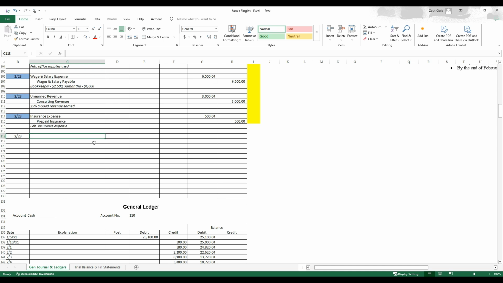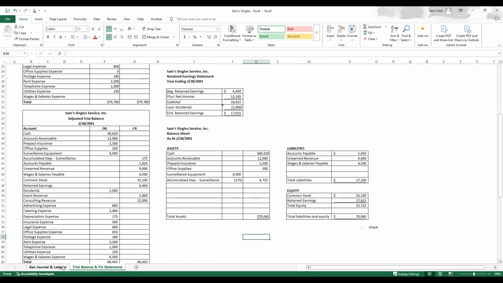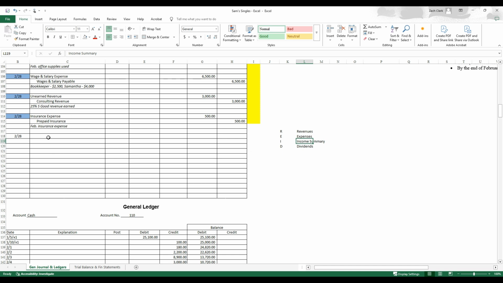Okay, so remember when we're doing our closing entries, we have a 4-part process, REID, essentially. So we're going to close out our revenues, expenses, then the income summary is going to close, and then dividends. And we're going to move revenues and expenses into the income summary to start, and then close that out by moving that to retained earnings. Basically doing what's on our retained earnings statement, but from the perspective of journal entries.